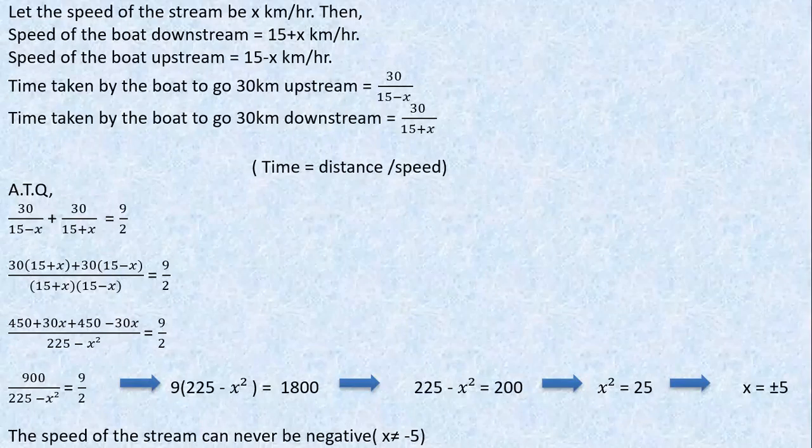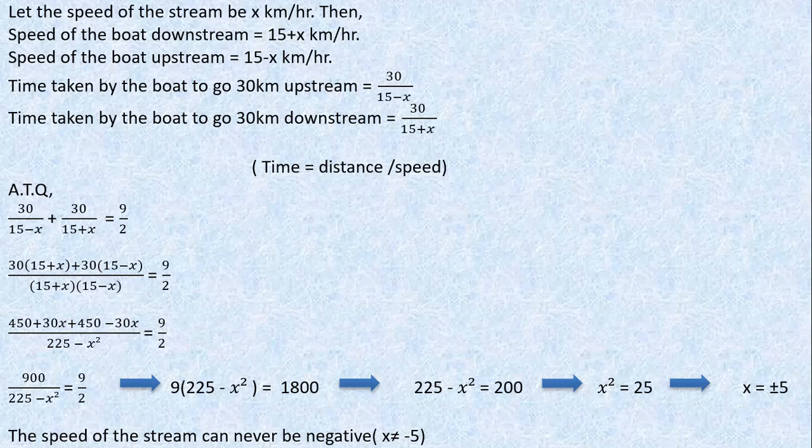Now we will assume the speed of the stream as x km per hour. Speed of the boat is already given as 15 km per hour. Now we should understand the meaning of upstream and downstream. If the boat is moving in the opposite direction to that of the stream, then the speed of the boat will get reduced. Then that is known as speed of the boat upstream.